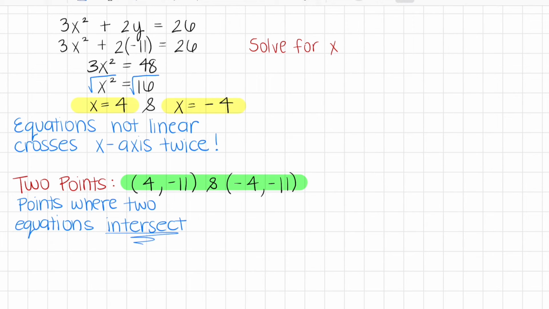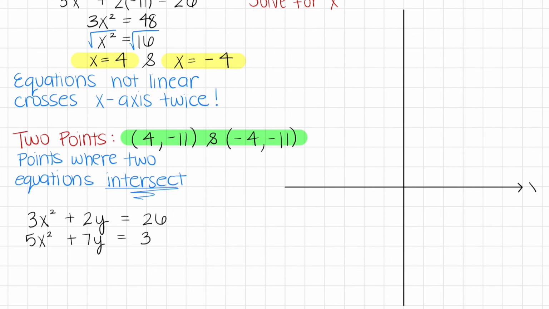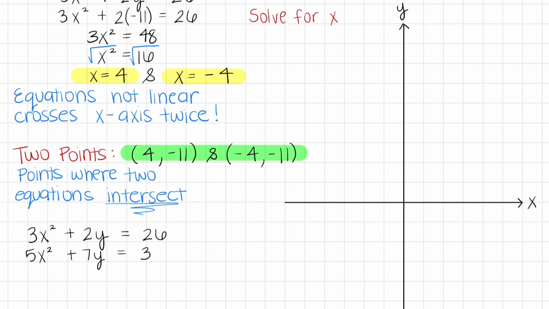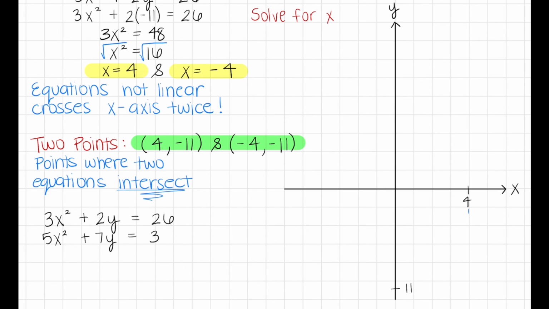So if you remember our given equations, let's rewrite them down here. 3x squared plus 2y equals 26, and 5x squared plus 7y equals 3. These 2 points that we found here are where these two equations intersect. Let's go ahead and graph them so you can visualize it. Let's start by graphing our 2 points that we found. 4, negative 11, and negative 4, negative 11.